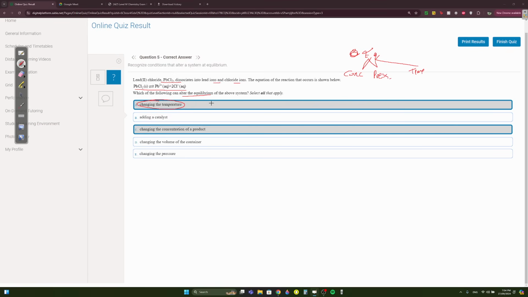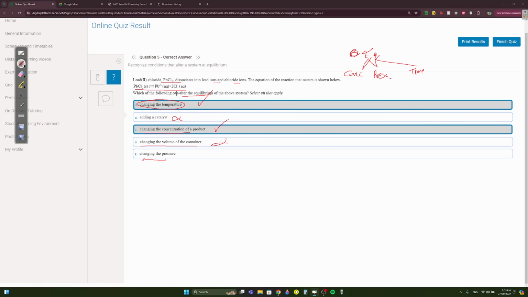Changing the temperature is definitely going to favor, depending on the direction: if you raise the temperature it's going to favor the endothermic, and if you decrease the temperature it's going to favor the exothermic. If you add a catalyst, we know it doesn't change the equilibrium. If you change the concentration of a product, you change the equilibrium. Changing the volume, we didn't really say anything about that. So, no, changing the pressure.